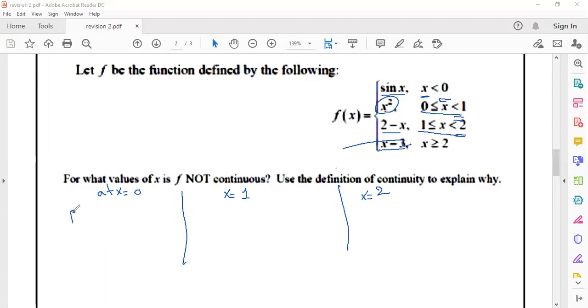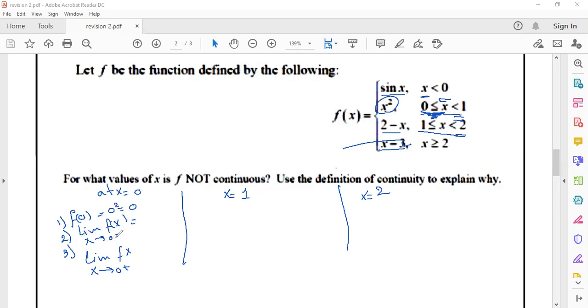What are the three conditions? F of 0, limit f of x when x approaches 0 from the left, and limit f of x as x approaches 0 from the right. For f of 0, I have to search for the rule at which x is greater than or equal, or less than or equal, from here. So I have to replace here, it will be 0 to power 2, it will be 0. Okay, that is the first one.